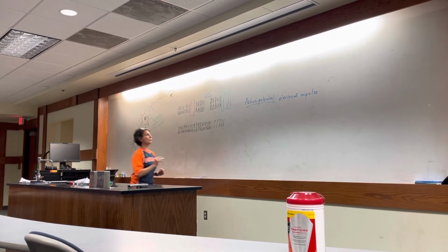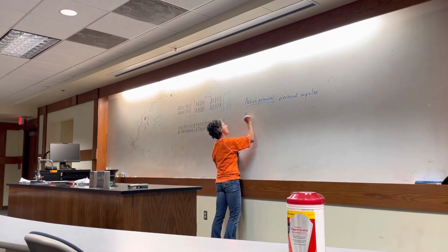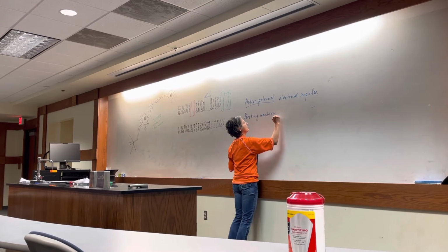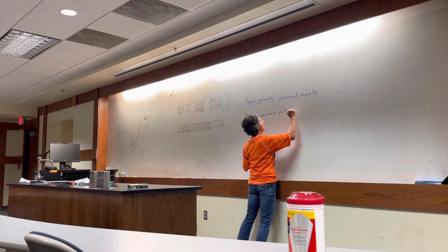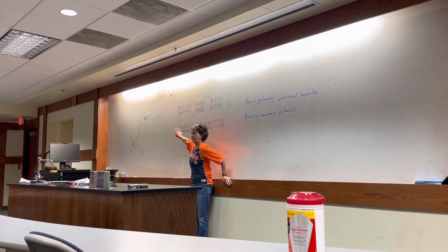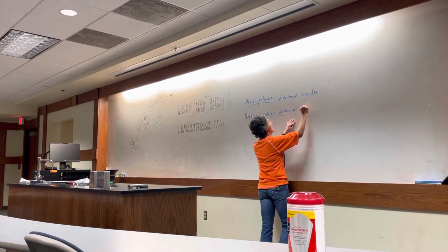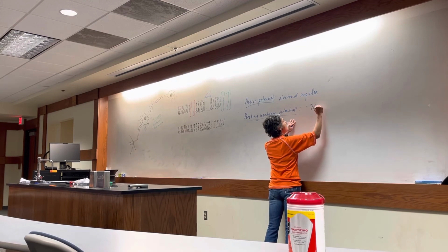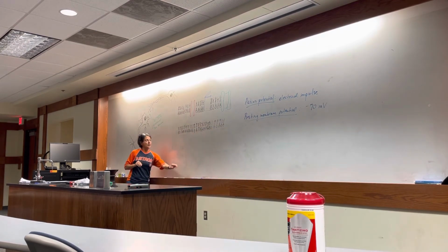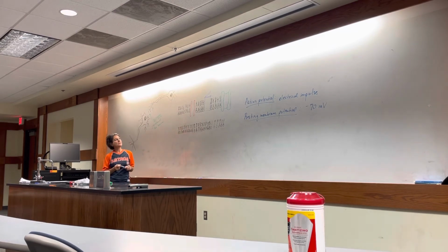millivolts. Okay, so at rest, resting membrane potential, okay, that's the voltage of a non-signaling neuron. Okay, it's negative 70 millivolts. Negative 70 millivolts. So, how do we get negative 70 millivolts?